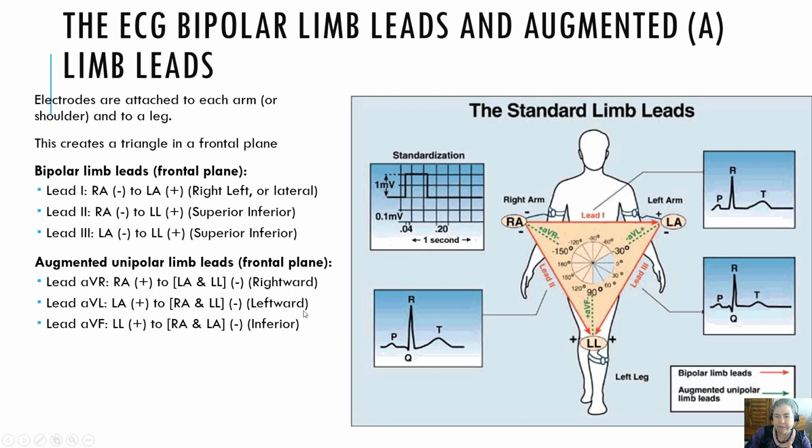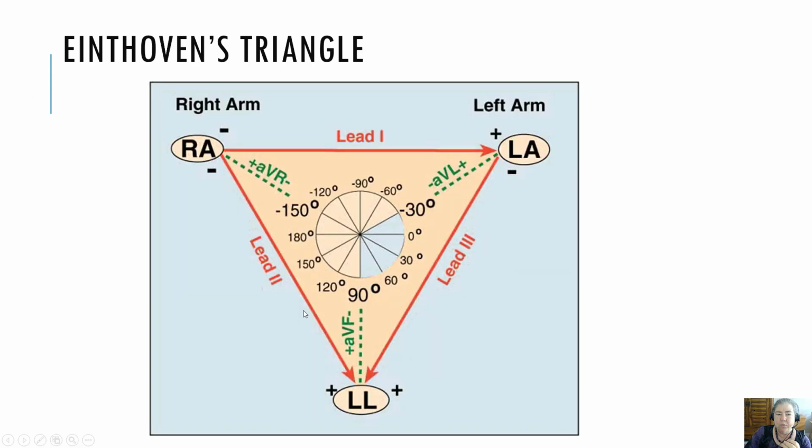And we plot this all out on something called Einthoven's triangle. Imagine that this is the right arm, this is the left arm, this is the left leg, this is lead 1, this is lead 2, this is lead 3. These two added together going in this direction are AVL. These two added together going in this direction are AVR. And these two added together going in this direction are AVF.